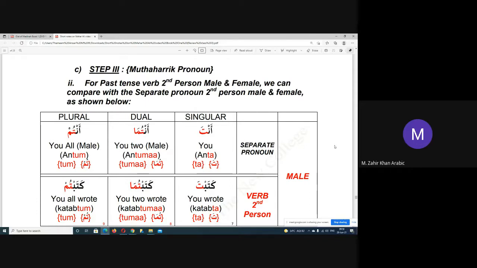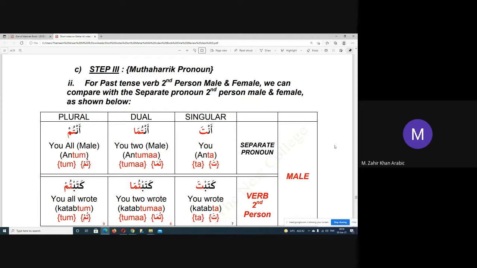For that we have to remember the separate pronouns: anta, antuma, antum, anti, antuma, antunna. Hope everybody remembers those separate pronouns. Huwa, huma, hum, hiya, huma, hunna, anta, antuma, antum, anti, antuma, antunna, ana, nahnu. So we are comparing the separate pronoun with the verb. So the second person separate pronouns: anta, antuma, antum.